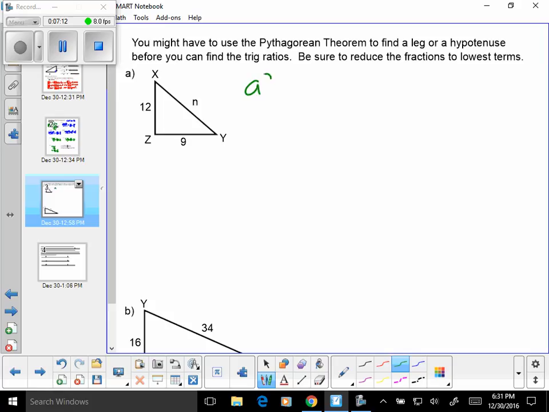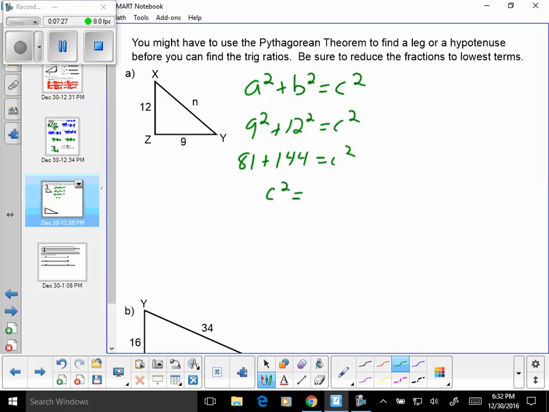So we're going to start with a squared plus b squared equals c squared. 9 squared plus 12 squared equals c squared. 81 plus 144 equals c squared. So c squared is going to be 225, and c equals the square root of 225, which should be 15, and we do need a label here. They don't tell us if it's feet or inches, so we're back to units.